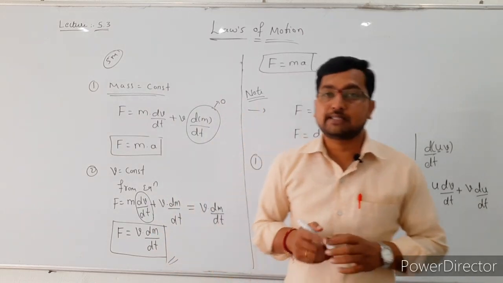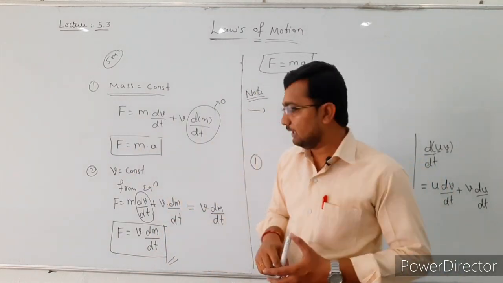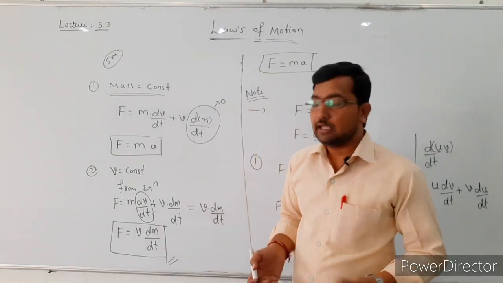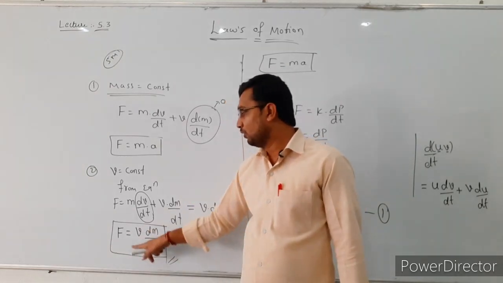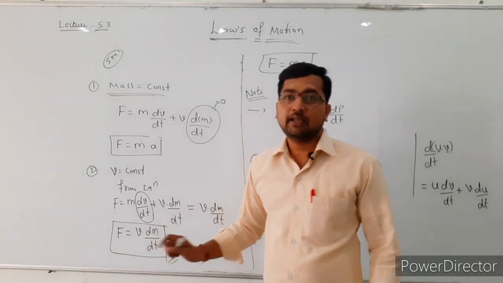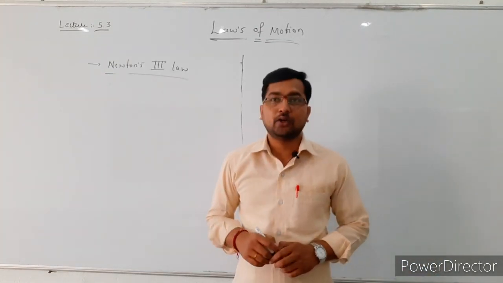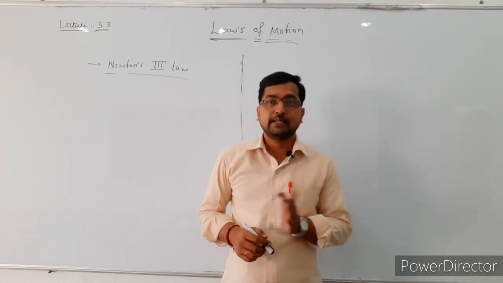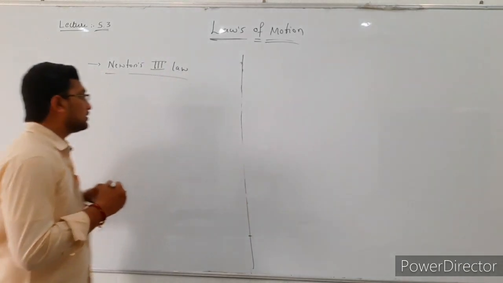If the mass of the system is constant, in that case we use the formula F is equal to ma. If the mass of the system changes with respect to time, in that case we use the force formula F is equal to v into dm by dt. The next topic is Newton's third law. According to the statement, to every action there is an equal and opposite reaction. So that is the statement of Newton's third law.